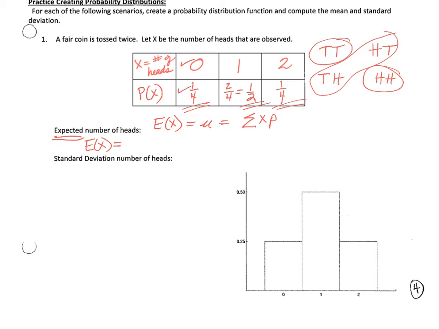That's easy. So my first one is 0 times 1/4 plus, what's my next? X times p. 1 times 1/2, plus, what's the next? X times p. 2 times 1/4. And that's actually quite simple math that I could even do in my head. That's 1. So on average, I know that in the long run, I will get 1 head out of the 2 on average. Okay.